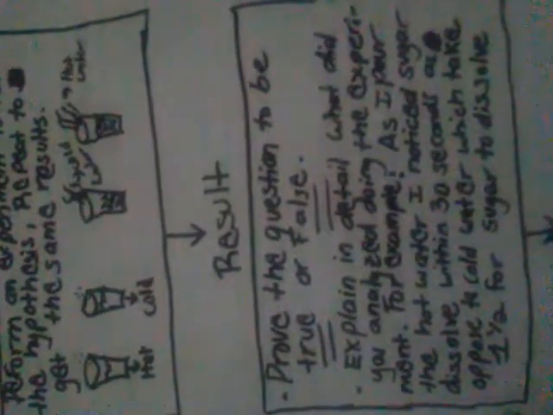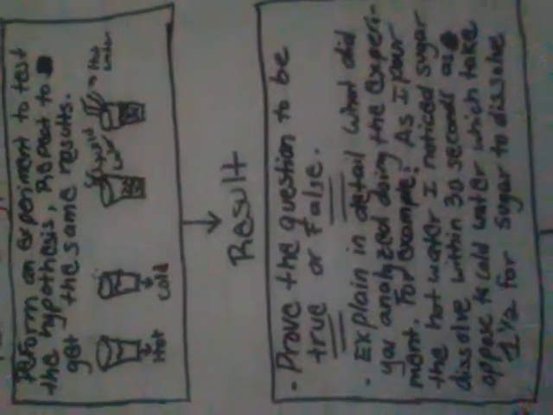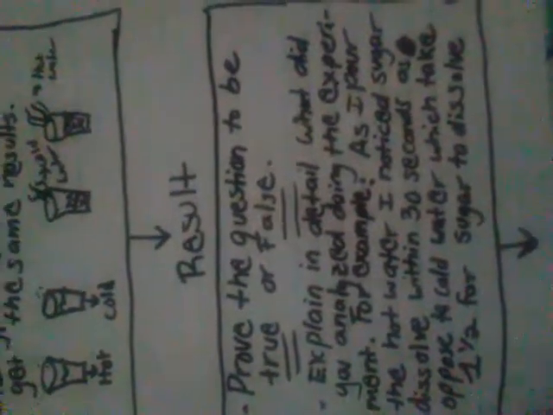What did we find out through the experiments? The result proves the question to be true or false. So basically we can get an answer to our question. The result also explains in detail what you analyzed during the experiment.